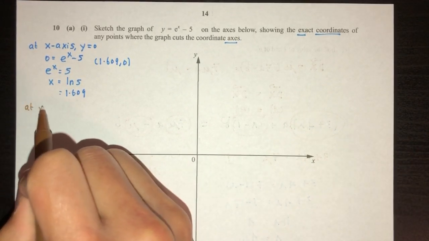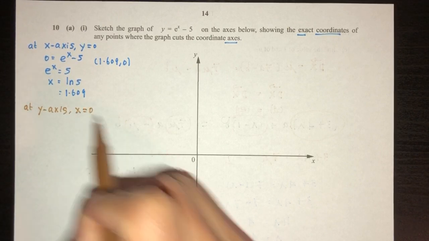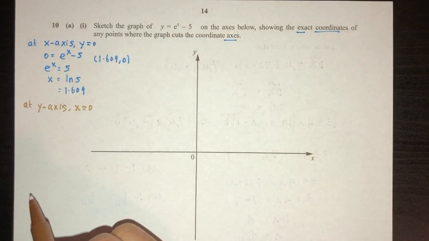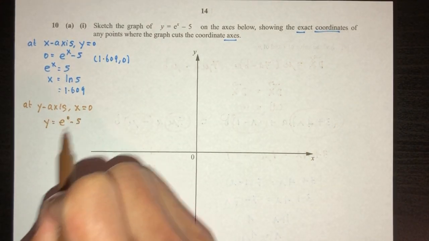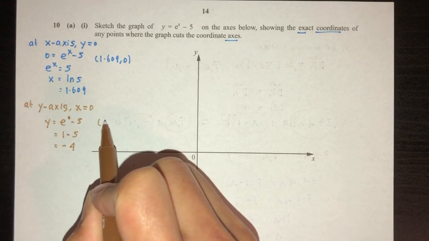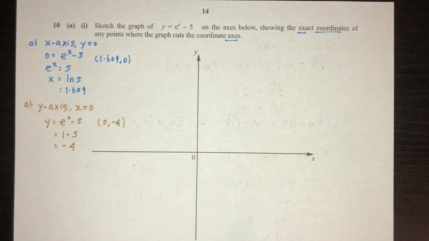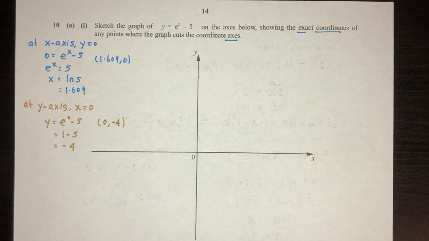At the y-axis, the value of x has to be 0. Replace in your equation, you will have y is equal to exponential 0 minus 5. That will be 1 minus 5. That should be minus 4. The point will be (0, minus 4). Okay, so those are the two values we have on the axis.